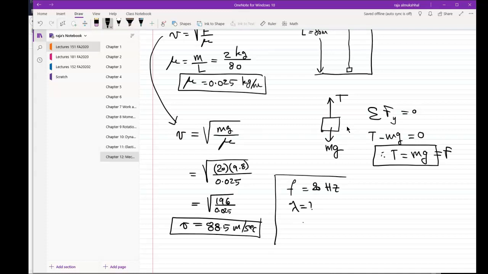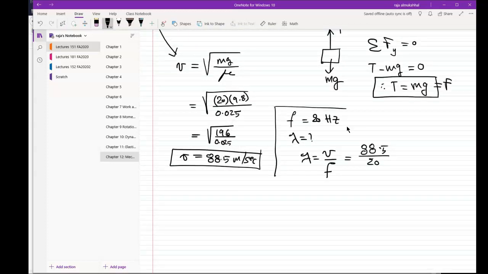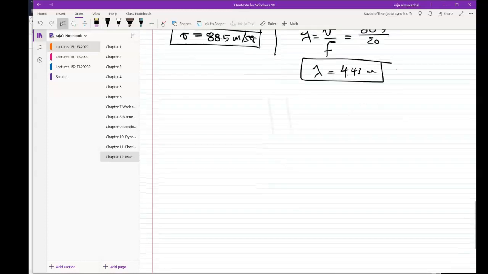So we know that lambda is equal to V over f. V, I just got it, 88.5, divided by the frequency 20, and therefore lambda is equal to 4.43 meters. There we go. Okay? All right, good. Next.